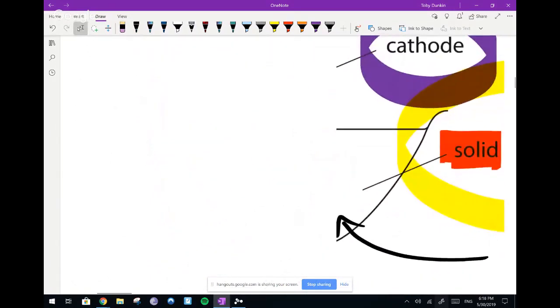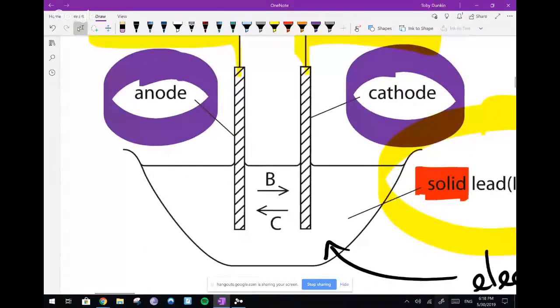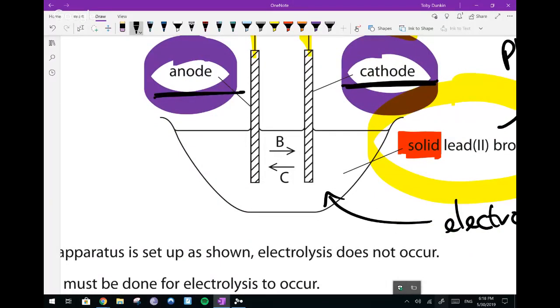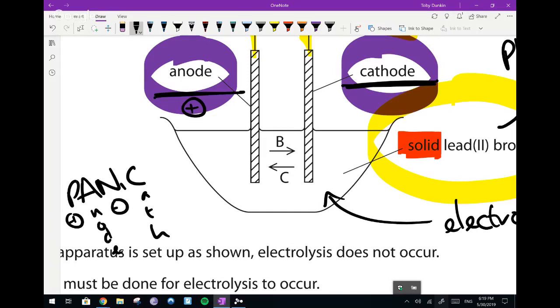Right, the next one we've got to be a bit more careful with because we've now got the cathode. Cathode and anode, people often say, I forget what their charge is. So we remember PANIC, which is positive anode, negative cathode. So if that's negative, what's B going to be? And the answer is B must therefore be a positive ion.